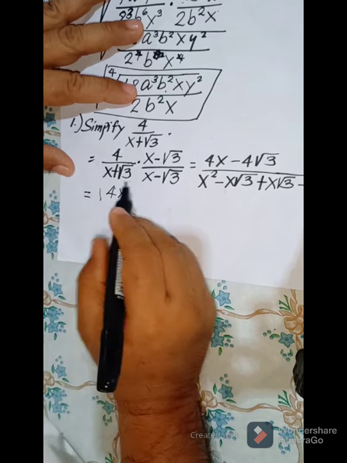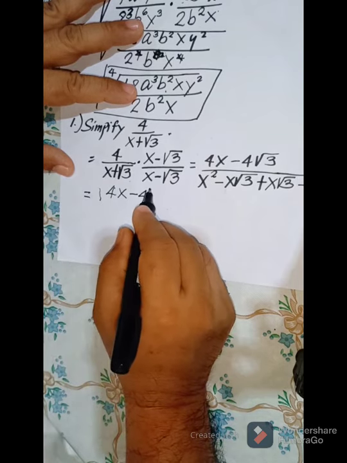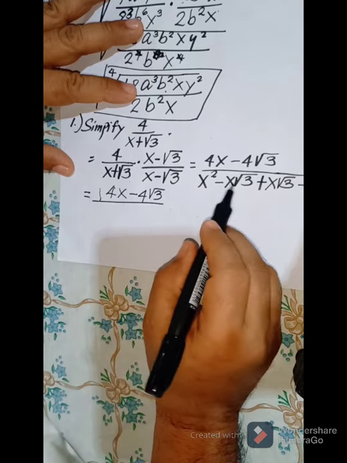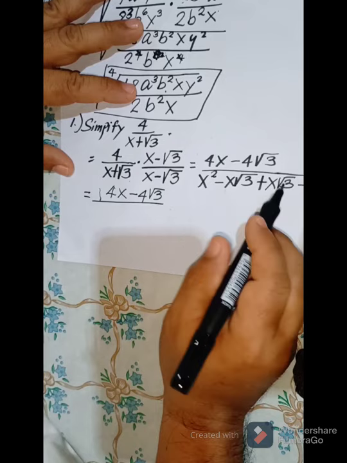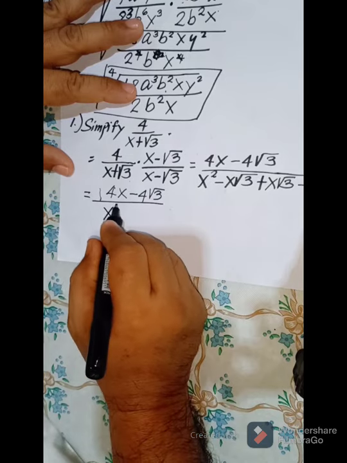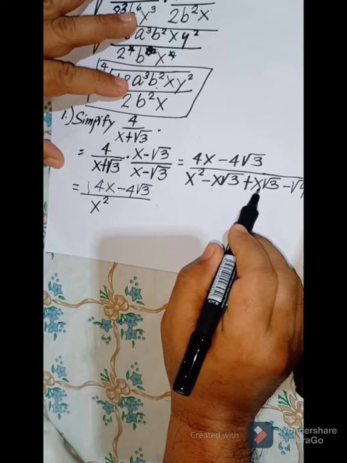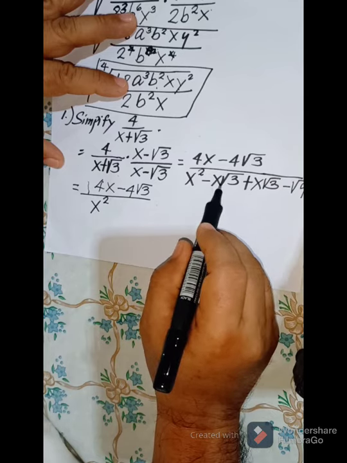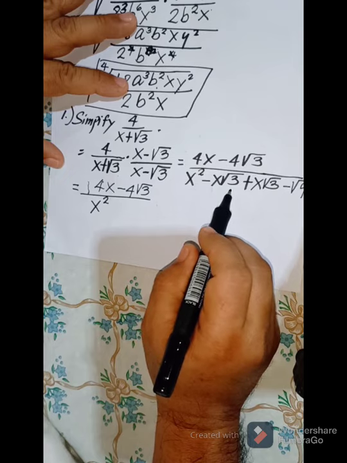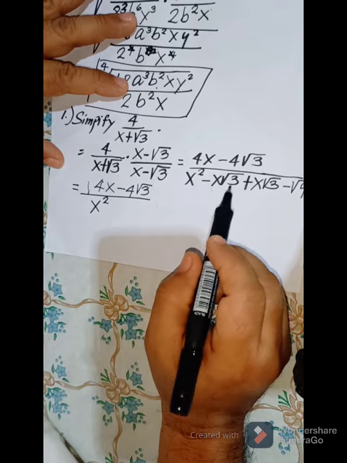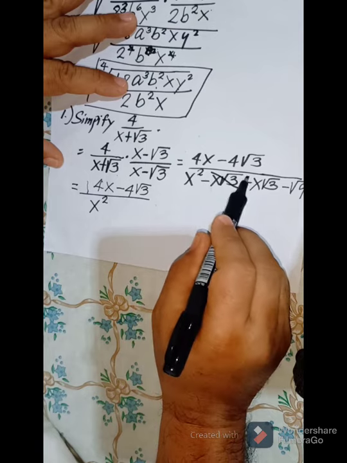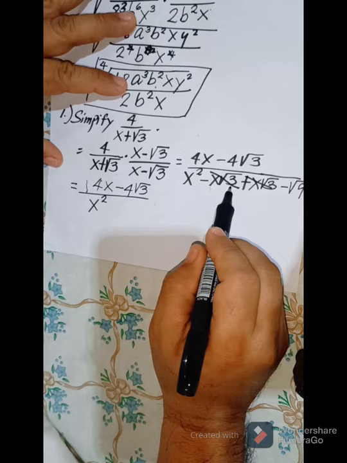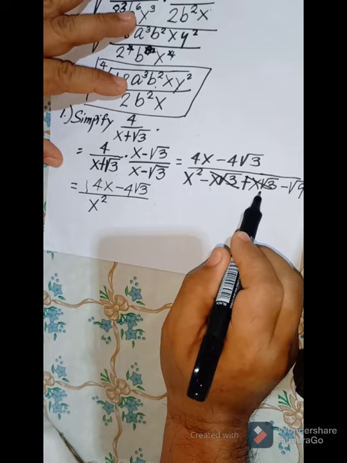4x minus 4 square root of 3 over, we have to copy x squared. There's no other term here containing x squared, so we copy x squared. Then, positive x square root of 3 and negative x square root of 3 are additive inverses, which means that if they are added, the result is 0. So we cancel this, because negative x square root of 3 is the additive inverse of x square root of 3.